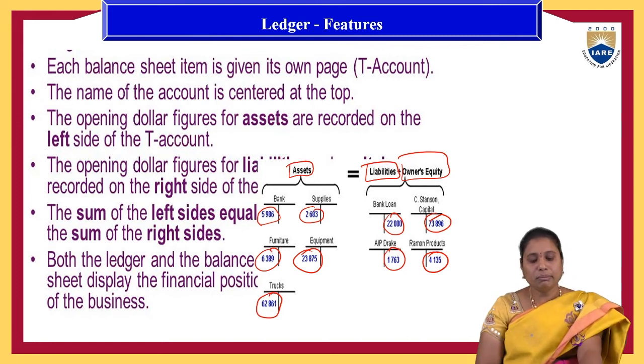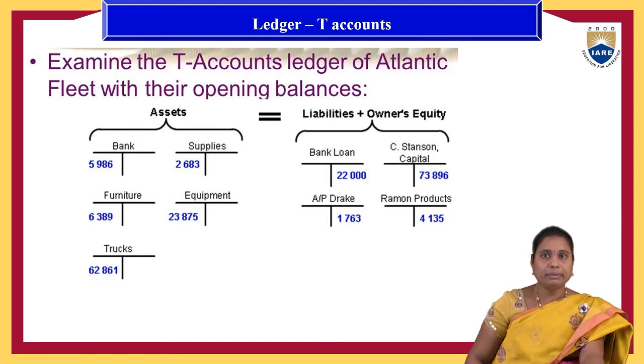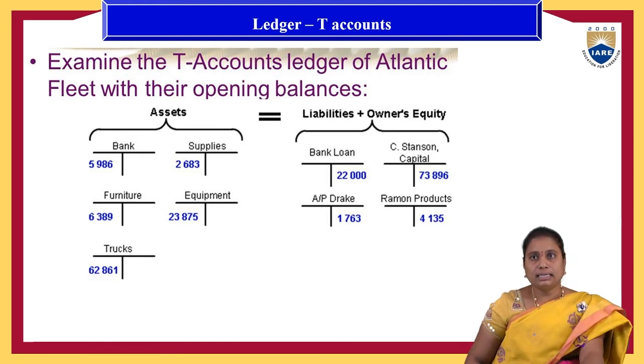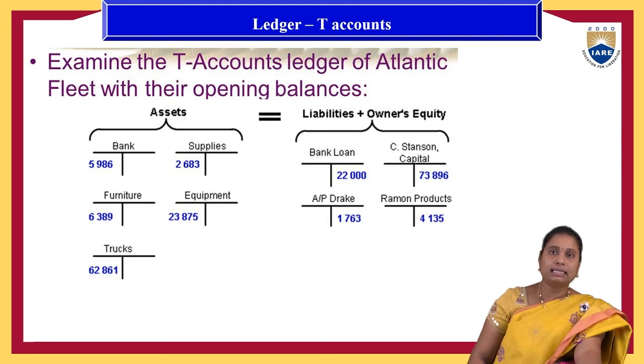And both the ledger and the balance sheet display the financial position of the organization effectively. Some examples for this are T accounts. Always, for the assets, it should be on the debit side, and always for the liabilities and the owners' equity, it is on the credit side, because the business organization's amount is credited in the form of these liabilities and the owners. That's why it is on the credit side.